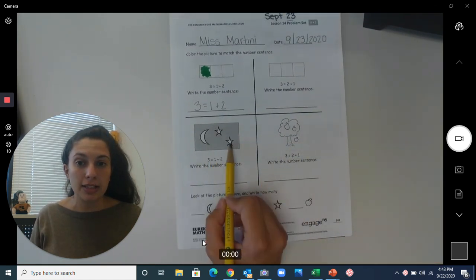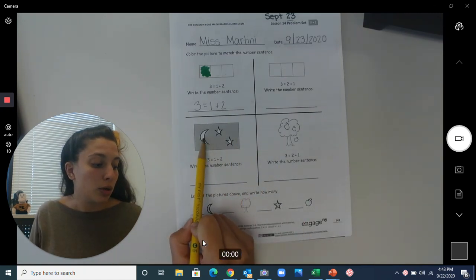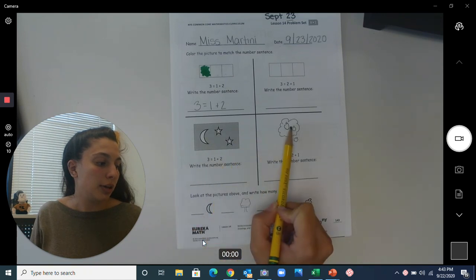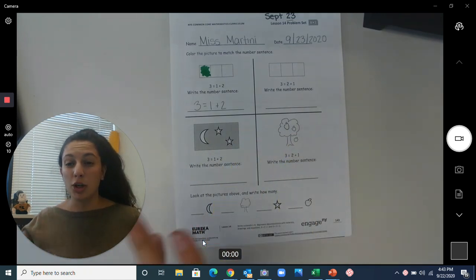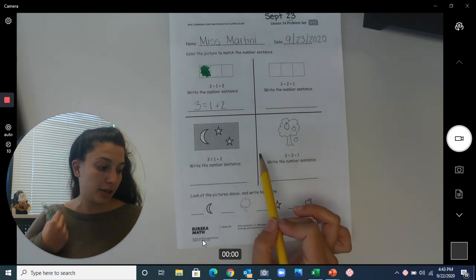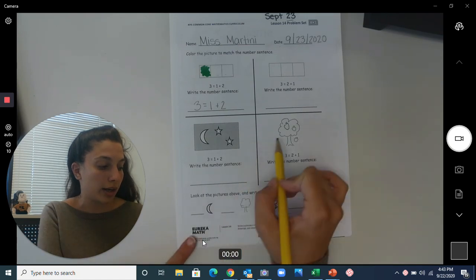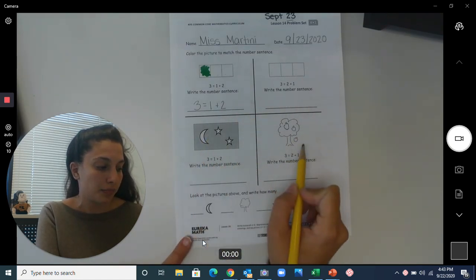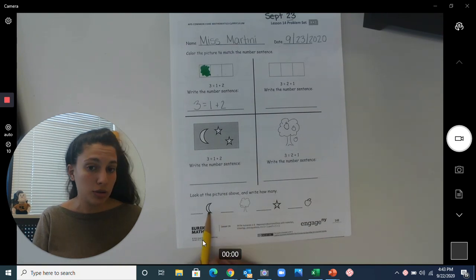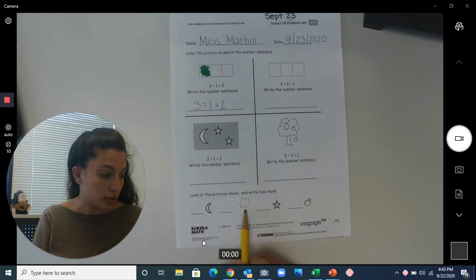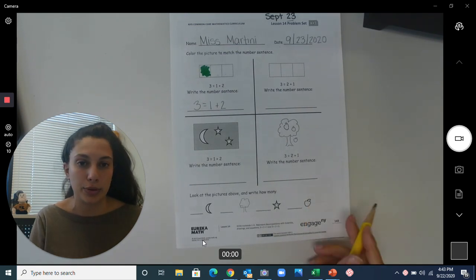The only difference is down here, instead of coloring them in, you have a moon and you have 2 stars, and here you have 2 apples in a tree and 1 apple on the floor. So you're going to be writing your number sentences for here. At the bottom it says, look at the pictures above, so it's talking about these pictures right here, and write how many. You're going to write how many moons you see, how many trees you see, how many stars you see, and how many apples you see.